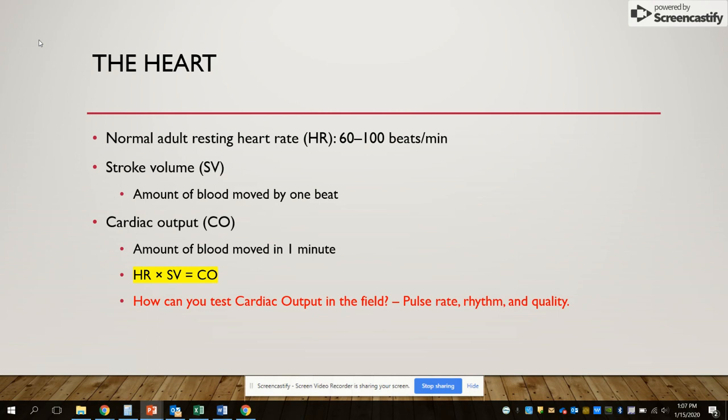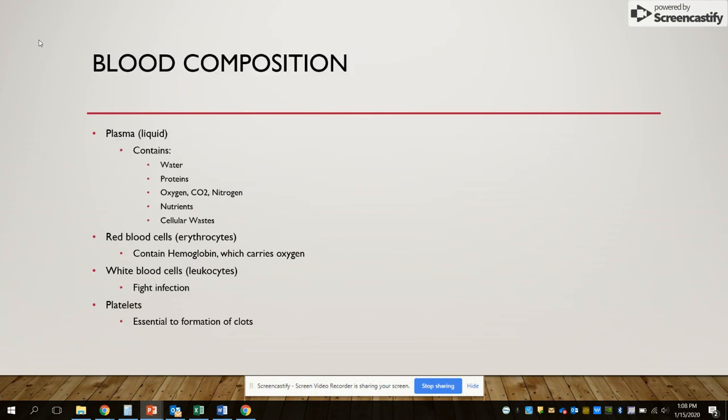So heart rate times stroke volume is cardiac output, and the same concept applies as it did for minute volume. If one of these numbers changes, the other one is going to change as well. The higher the heart rate, the less blood that's being pumped through in one beat. The lower the heart rate, the more blood that's trying to be pumped through as far as stroke volume. So just keep that in mind, not anything that you're really going to see or have to do in the field, but just that you understand what those terms mean and how we can get a good, decent measurement of cardiac output in the field.